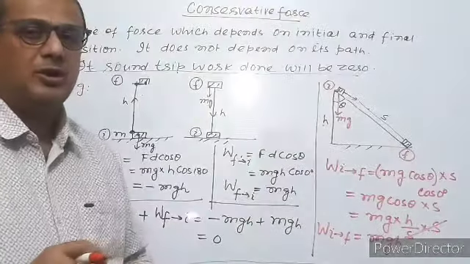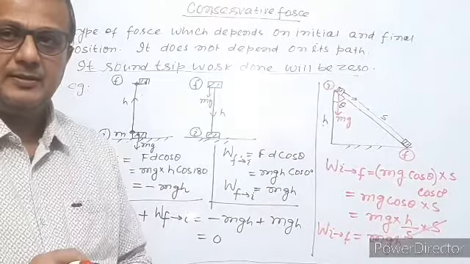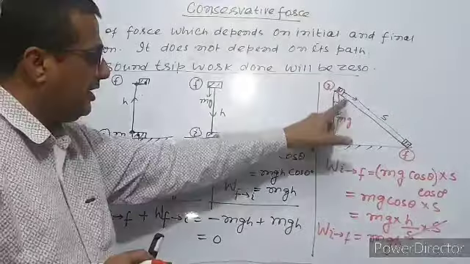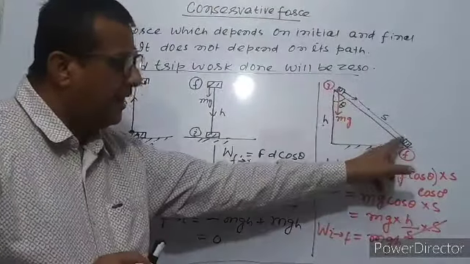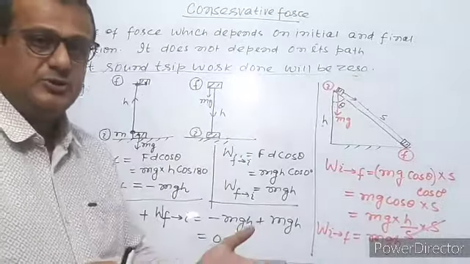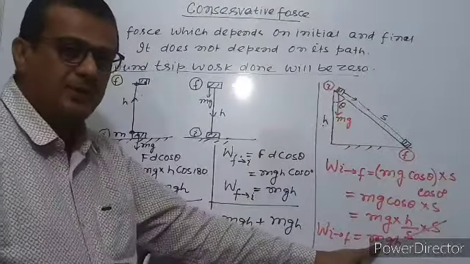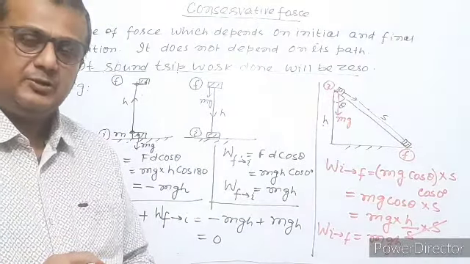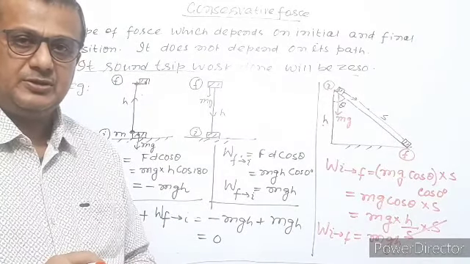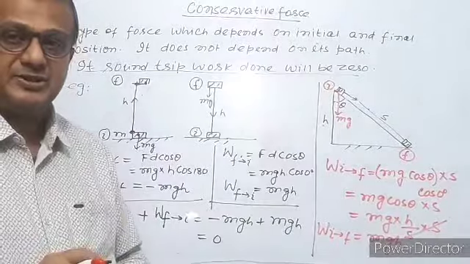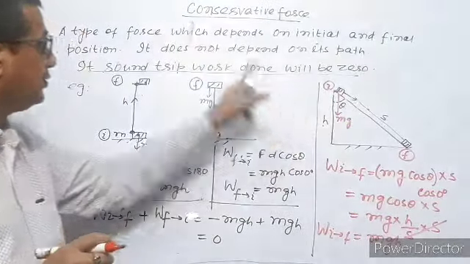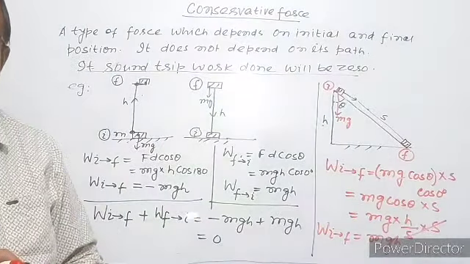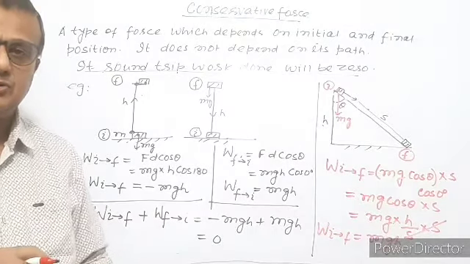So this mg is called conservative force because it depends on initial and final position. It is not depending on the path. If it depended on its path, then the s factor should come here, but the s factor is not coming. It means it does not depend on path. This mg is gravitational force. So gravitational force is a conservative force, and its work done is also called conservative.